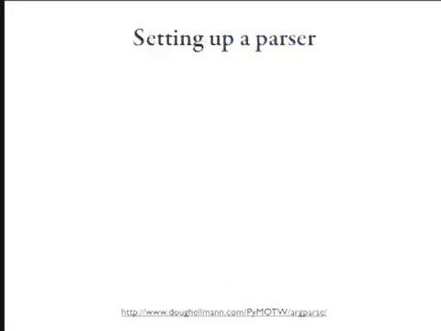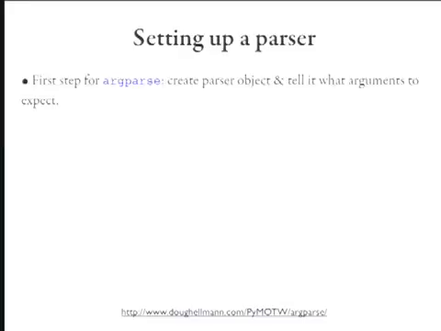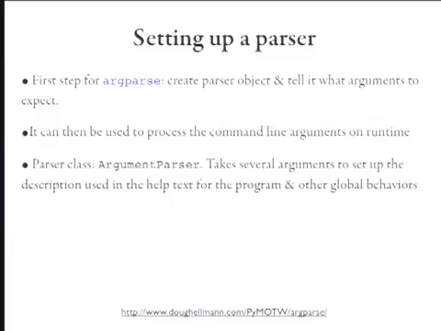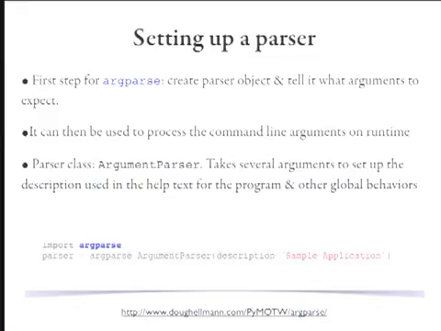So the first step for setting up argparse is to just create a parser object and tell this object what arguments to expect, which can then be used to process the command line arguments during runtime. This parser class is called ArgumentParser, and what this does is just takes several arguments to set up the description and the help text of the Python program. So just starting off simply here, all you do is import argparse, set up your parser object using this ArgumentParser class, and you can give it a little description if you want.